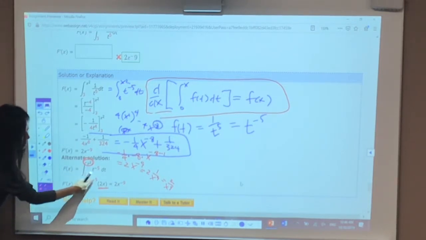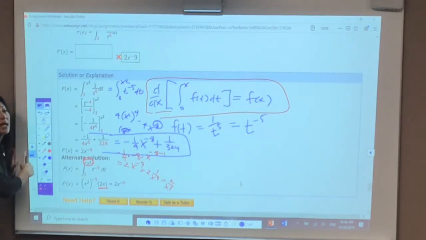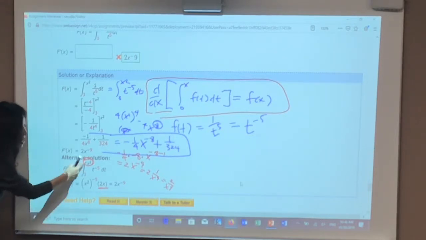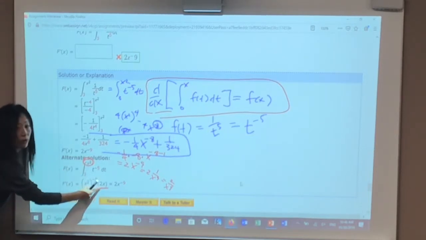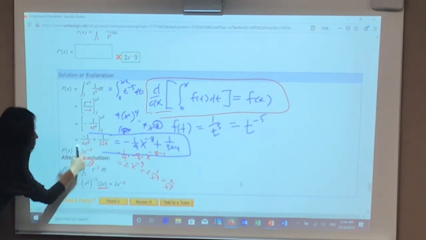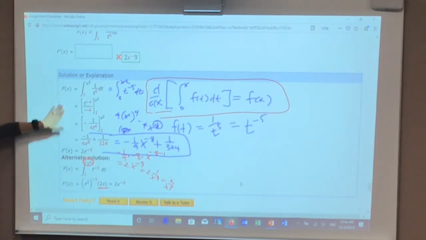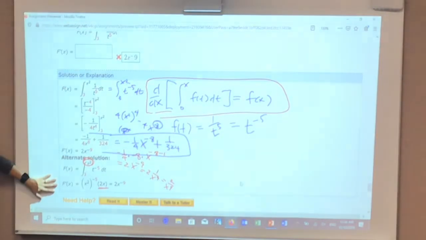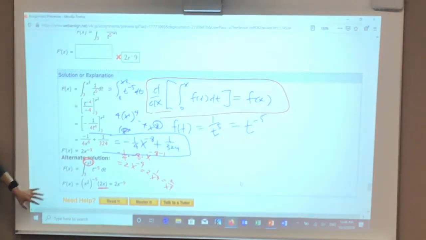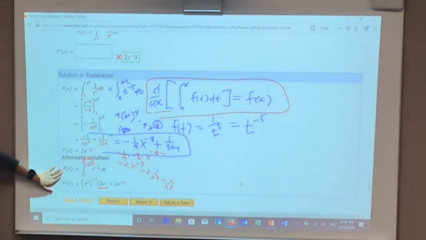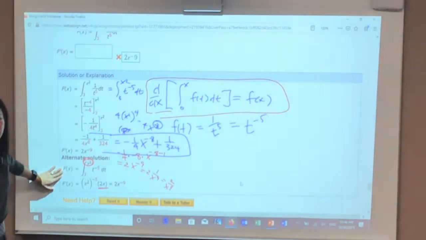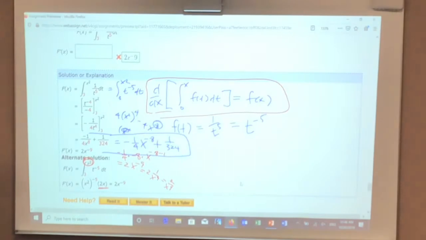So x squared to the negative fifth. But I need to make sure I take a derivative of my upper limit. What is that equal to? 2x. So this is the same answer as that one. You get the same answer. So I'm glad they're showing you both. The better one to me is this one because I'm simply using the second fundamental theorem of calculus. All right, that's what I want to show. So do you understand what I'm talking about?